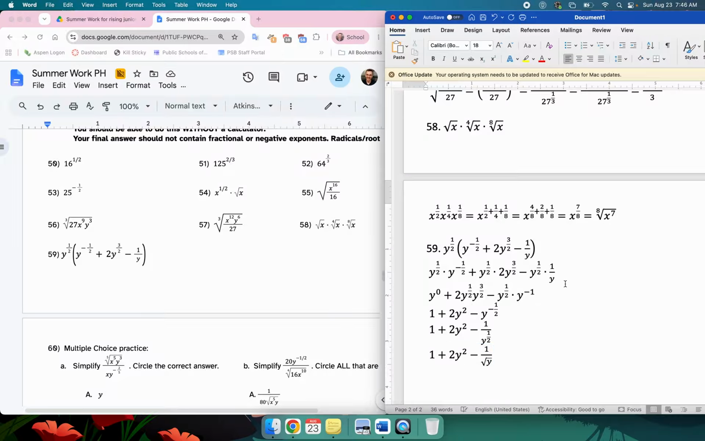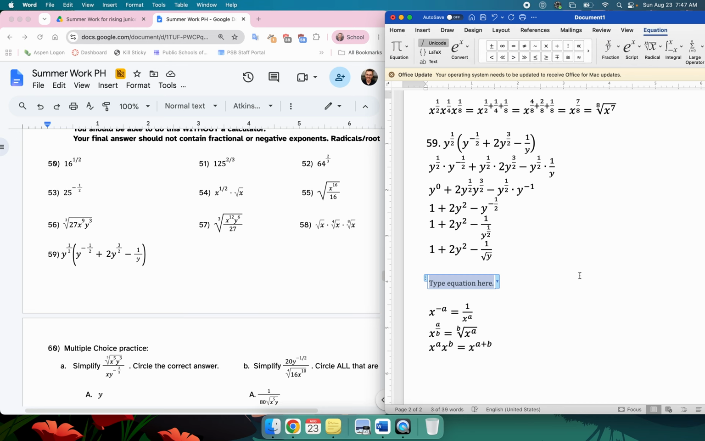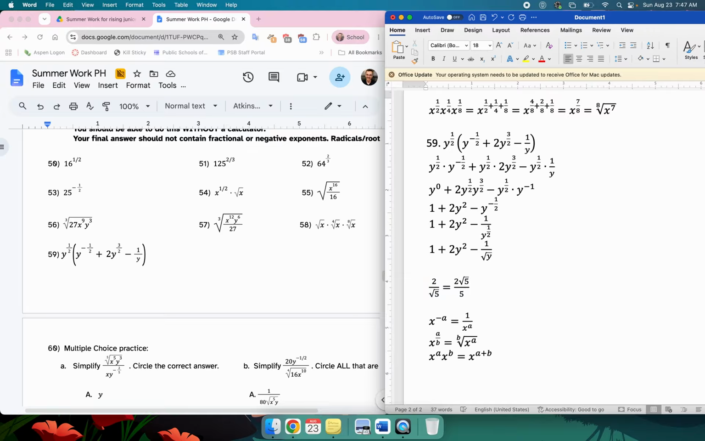The rule that I follow, and I think that most teachers follow, is if you have a numerical expression, like 2 over root 5, that's a numerical expression. If you have the square root of a number, we would expect you to rationalize that. So I would rationalize that, multiply top and bottom by root 5 and get 2 root 5 over 5. So you should rationalize that.